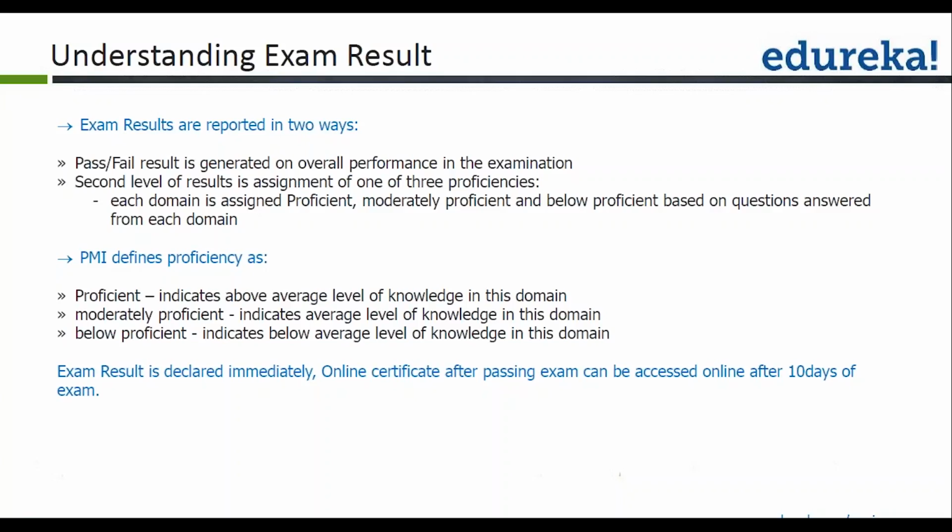The second level of result is assignment of proficiency. For each of the 7 domains, you are assigned a scale whether you are proficient, moderately proficient, or below proficient. So that is the 2 levels of result that get reported. PMI defines proficiency as follows: if I'm given a scale of proficient for any domain, it means that I have higher than average knowledge in this domain.